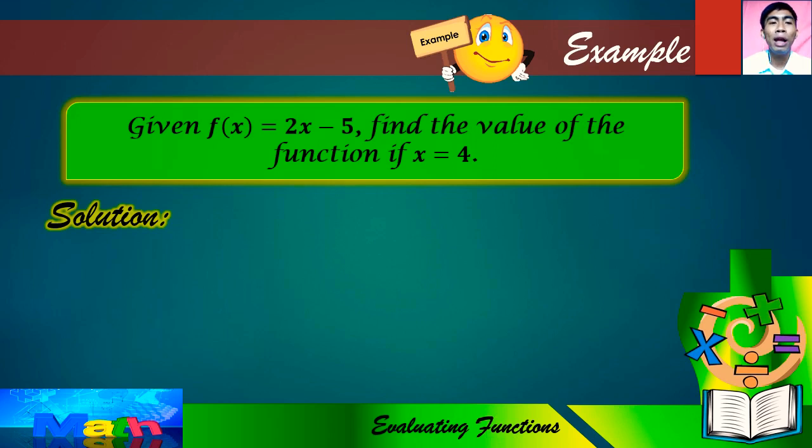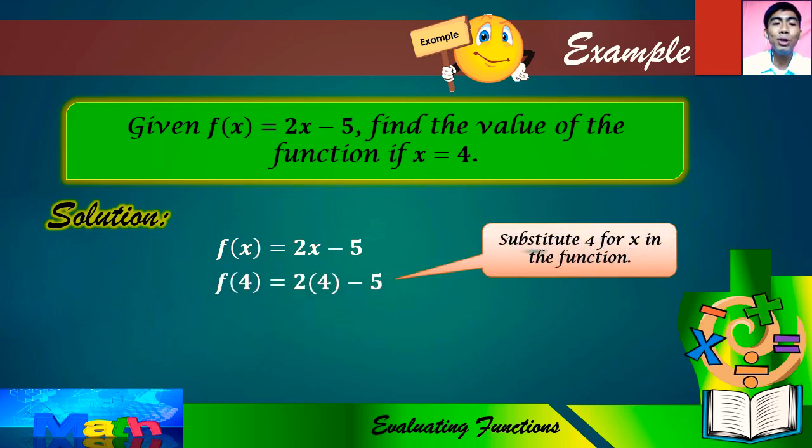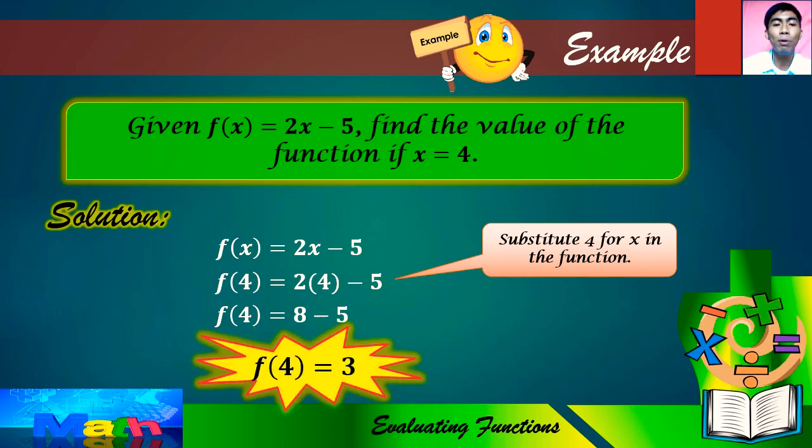our first example. Given f of x equals 2x minus 5, the problem is find the value of the function if x is equal to 4. First step is to copy the given function f of x equals 2x minus 5. Second is substitute the value of x, which is 4, to the given function. We have f of 4 equals 2 times 4 minus 5. F of 4 now is equal to 8 minus 5. And f of 4 is equal to 3. It's very simple, right?